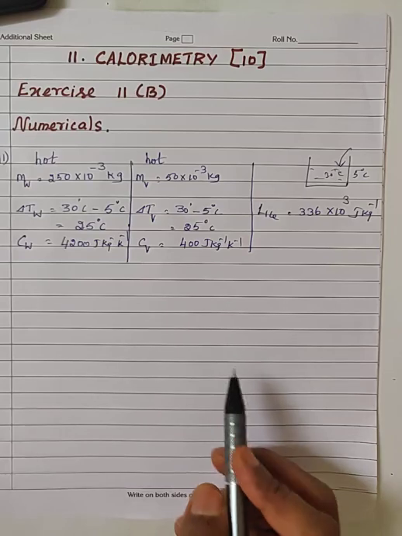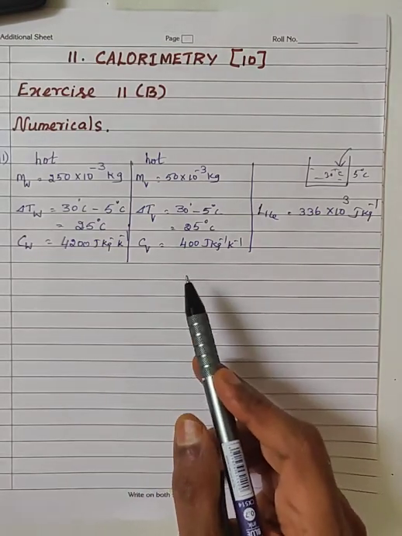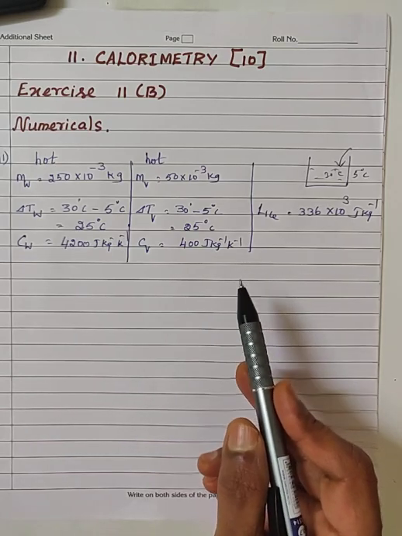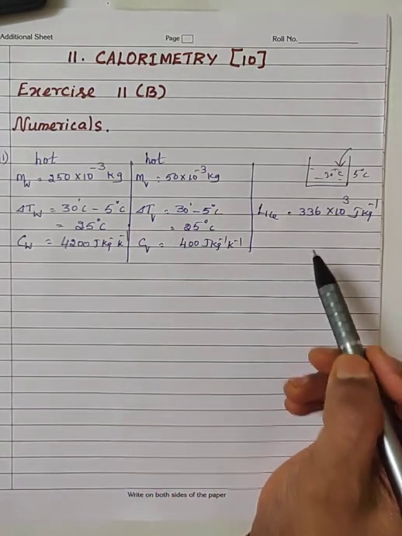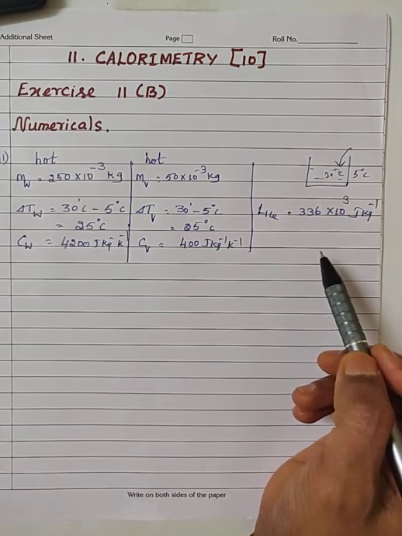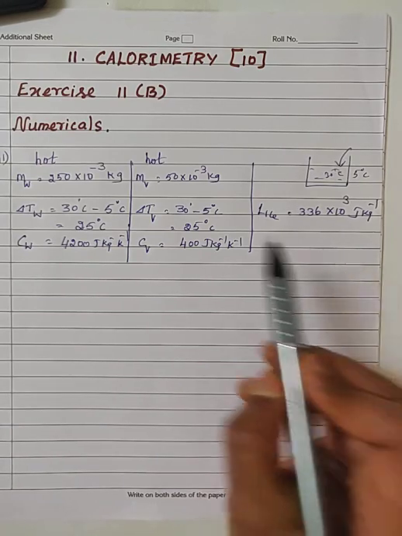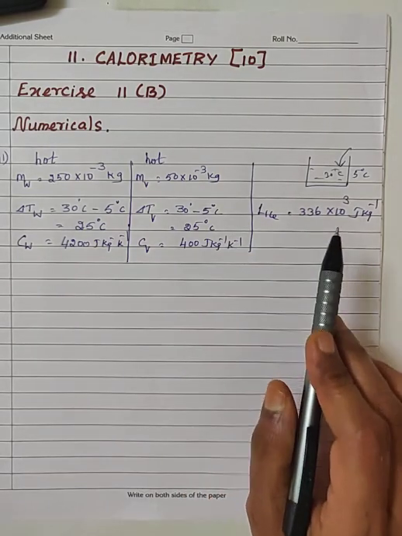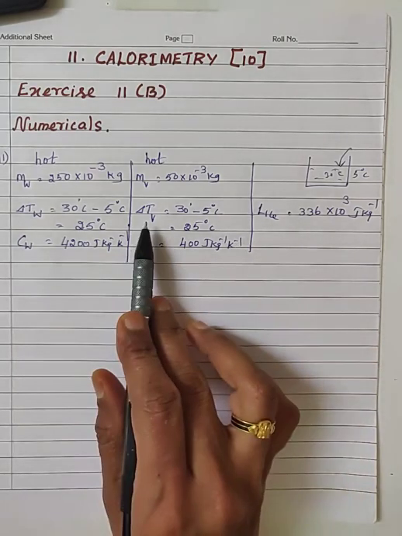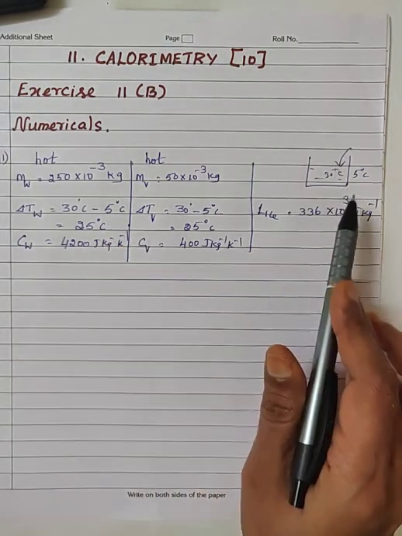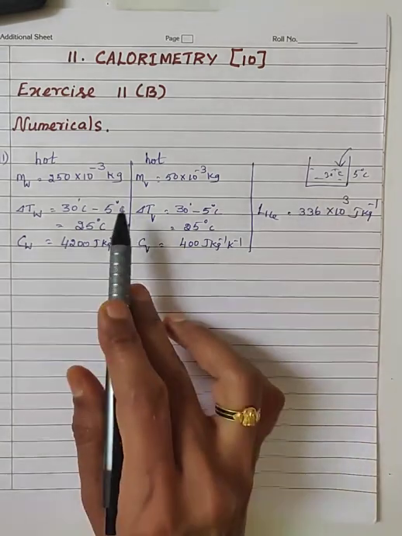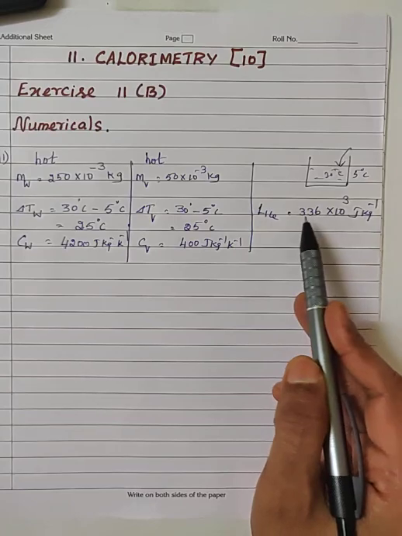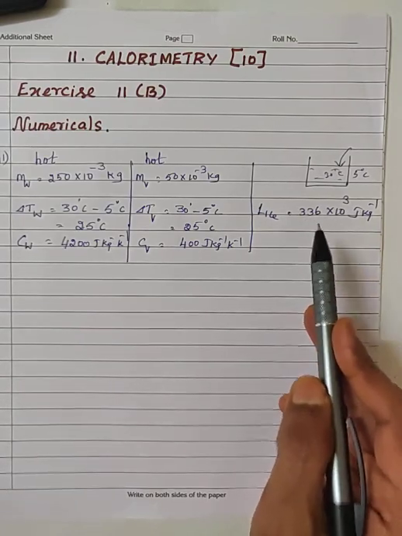Now, this numerical problem is based on the concept of the principle of calorimetry. We have studied in the principle of calorimetry that when a hot body is placed in contact with a cold body, the amount of heat energy lost by the hot body is equal to the amount of heat energy gained by the cold body. Here the cold body is ice, and there are two hot bodies, one is water and the other is the container. So the vessel as well as the water both will lose heat energy. Ice will absorb heat energy, ice will gain heat energy.